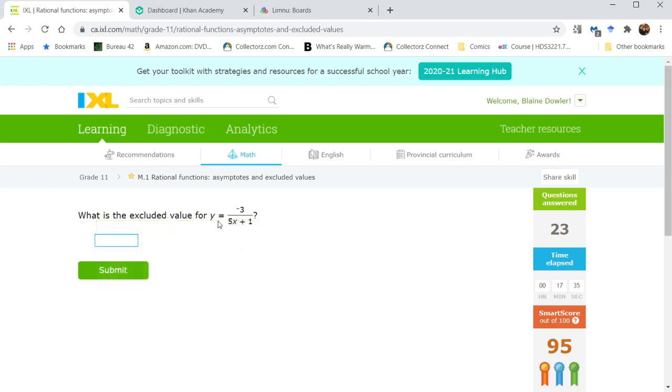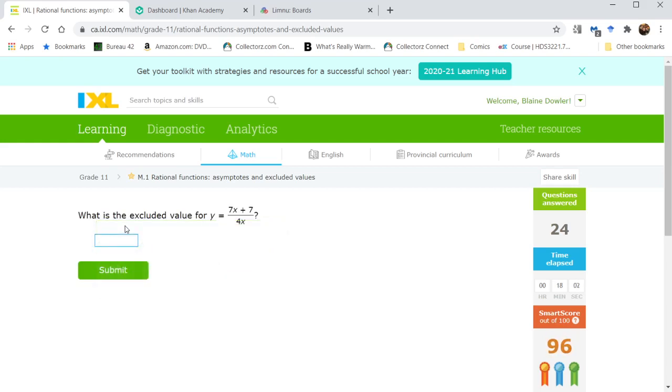Here this excluded value is where we are again dividing by 0. This is the first time we have a coefficient on our x. 5x plus 1 equals 0 when 5x equals -1 or x equals -1 over 5. So when x is -1 over 5, 5x becomes -1, add 1 to get 0.